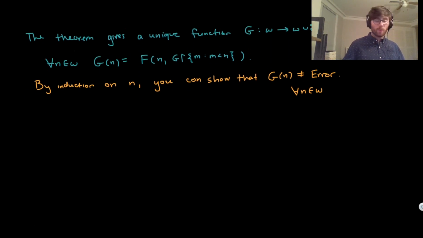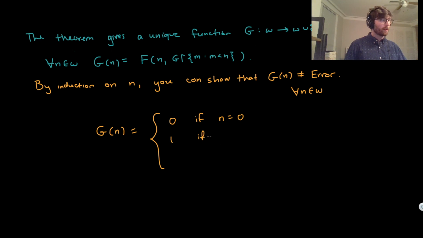So you can show that by induction on n, and if you unravel what all of this is saying, what we're going to get is the following. g of n is going to be equal to 0 if n is equal to 0. It's going to be equal to 1 if n is equal to 1. And if n is bigger than or equal to 2, we're going to get g of n-1 plus g of n-2.